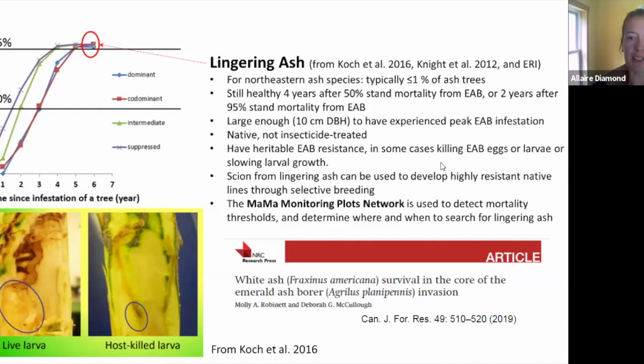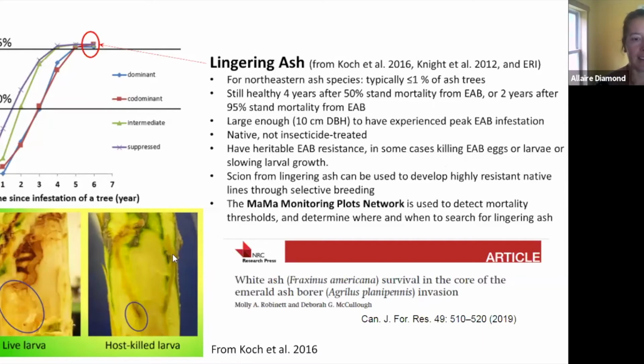Lingering ash trees need to be native species of ash, not treated with insecticide. And what's interesting about them is that they have heritable resistance to EAB, in some cases killing eggs or larvae. The mechanisms for this are still being researched. There may be new research that has more information about this than what I know.